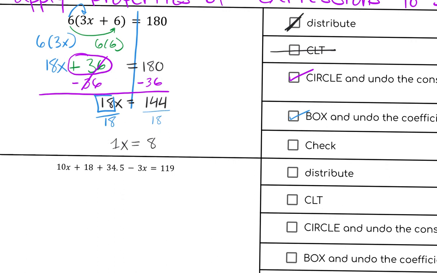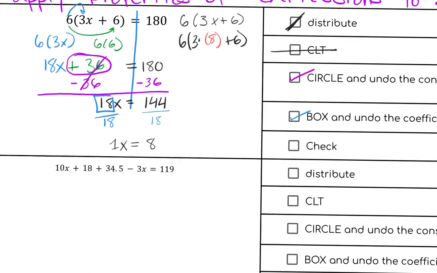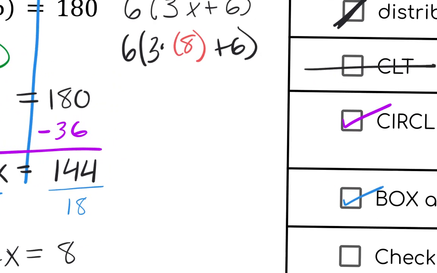So what it looks like to check our work is to go back to the original equation. And I want to see if that equals 180. And if it does, I did it correctly. Okay, so instead of x, I'm going to put what I think x equals, which is 8. Then we're going to do our order of operations. So we're going to do what's inside of parentheses first. And the first thing happening inside of parentheses is multiplication.